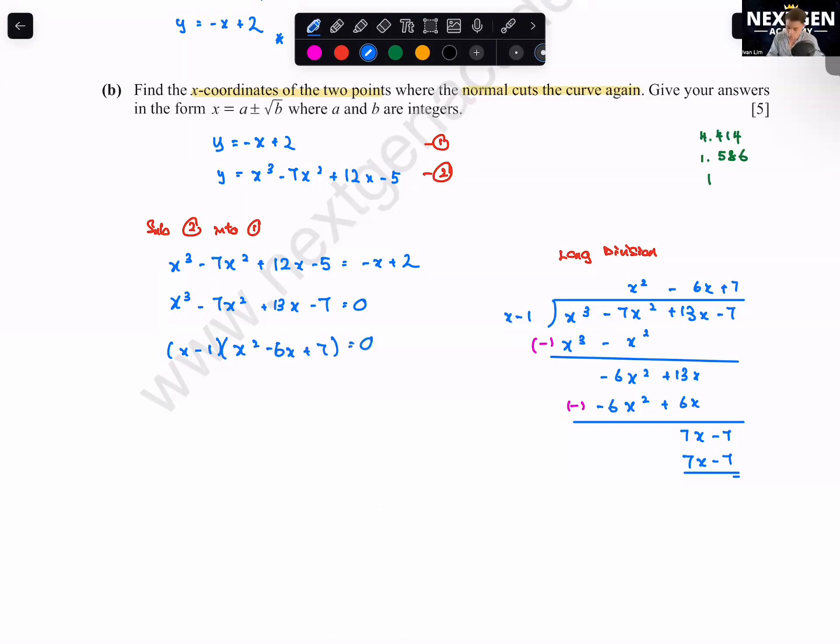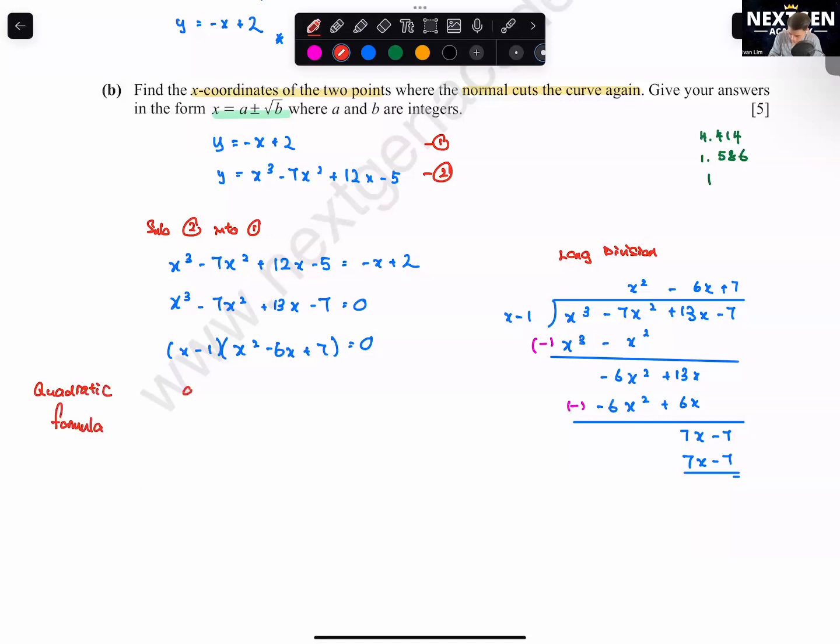Okay, so since they want us to put it into this form, when we solve a quadratic, there are two main ways. Either you factorize it, which is for rational numbers, when your numbers are very nice. This one is not so nice, so we use the quadratic formula. The next part here is to use the quadratic formula.